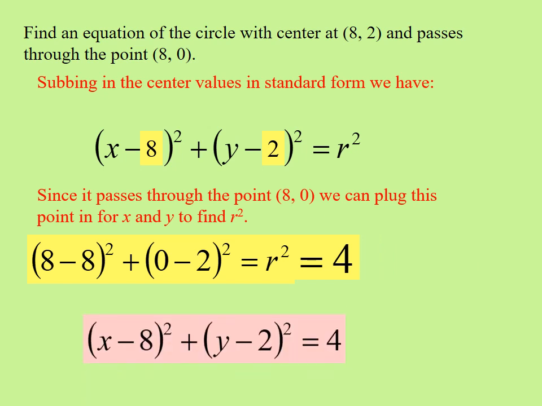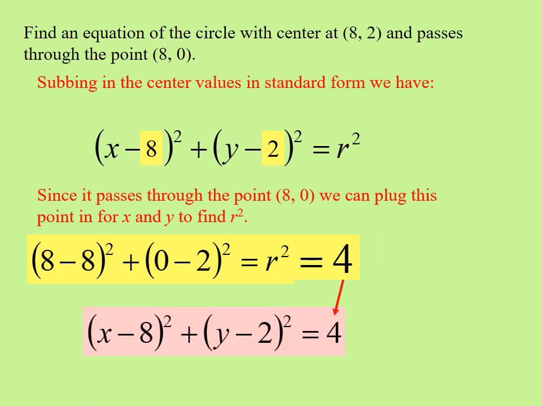Our equation now of the circle is (x - 8)^2 + (y - 2)^2 = 4. So, what is our radius? Our radius is equal to 2, right? Because 2 squared is equal to 4.